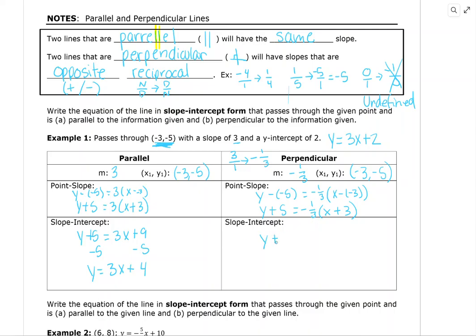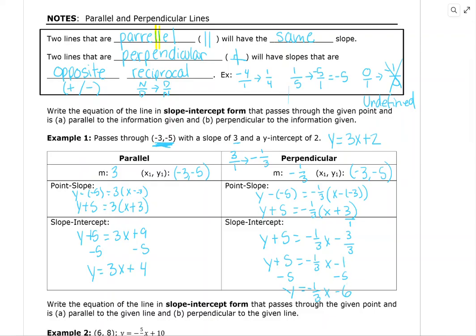So y plus 5 equals -1/3 x. And remember, when we distribute, that 3 is over 1. So 1 times 3 is -3, and 3 times 1 is 3. So we can divide that. So we have y plus 5 equals -1/3 x minus 1. We're going to subtract 5 from both sides, and we get y equals -1/3 x minus 6.